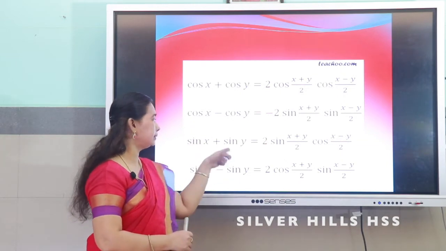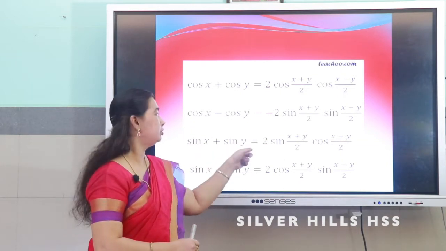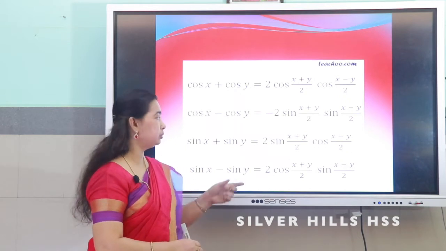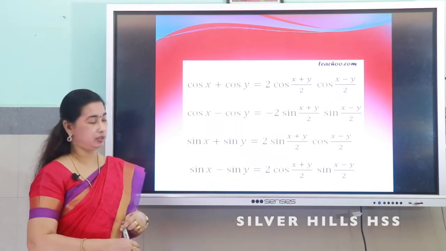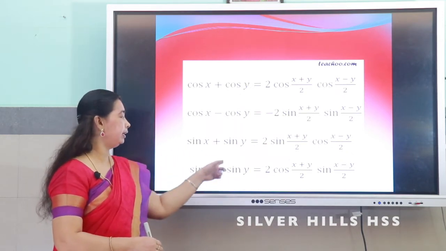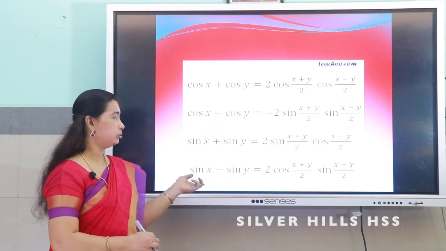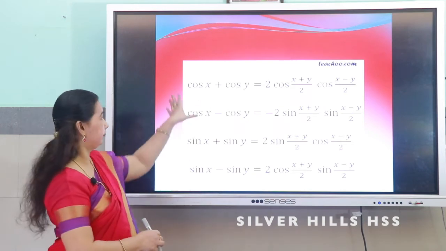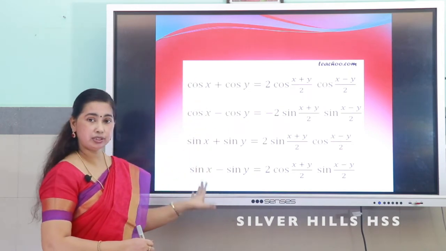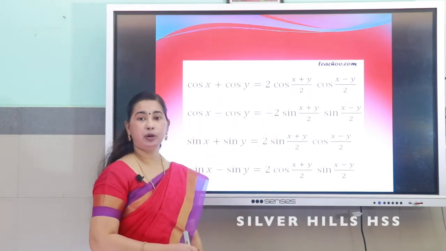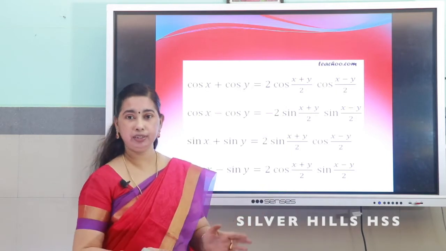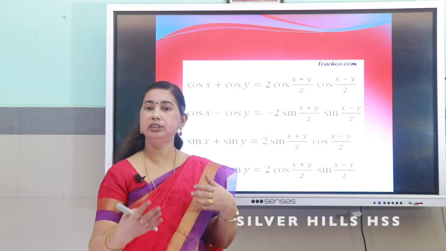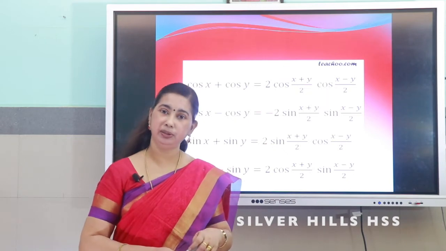Same way, sin x plus sin y is equal to 2 sin x plus y by 2 into cos x minus y by 2. Similarly, sin x minus sin y is equal to 2 cos x plus y by 2 into sin x minus y by 2. So, here it is a sum of trigonometric functions, whereas the other side it is the product. So, sum or difference of trigonometric functions we can convert into product of trigonometric functions.